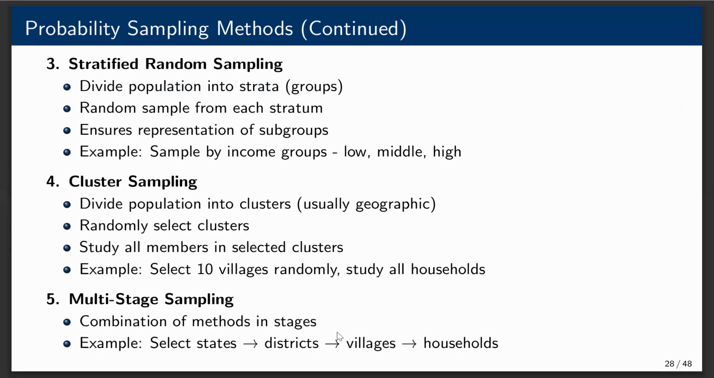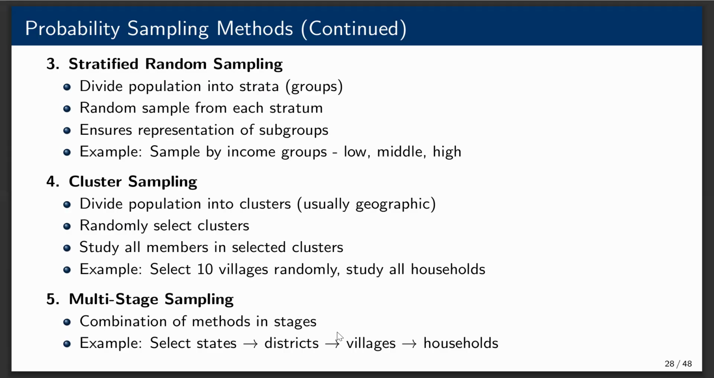Next is stratified random sampling, where we divide the population into strata, like groups, and then we take a random sample from each stratum. Then we ensure representation of subgroups. Example, sampling by income groups, basically low, middle, high. And in cluster sampling, we divide the population into clusters, usually geographic. Then we randomly select clusters. We study all members in the selected clusters. Example, select 10 villages randomly, study all households.